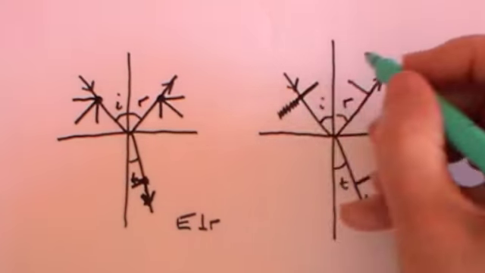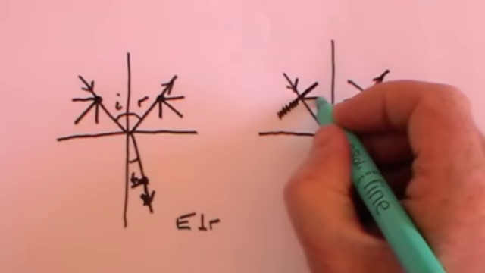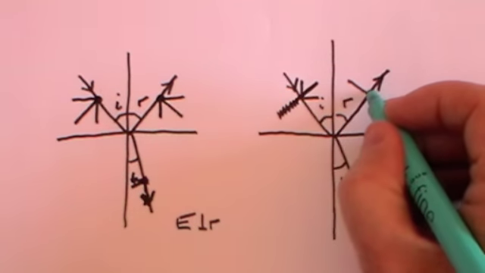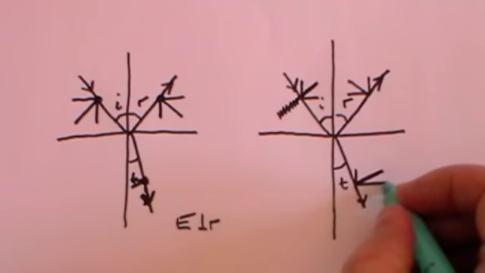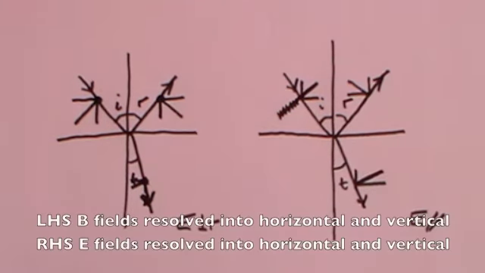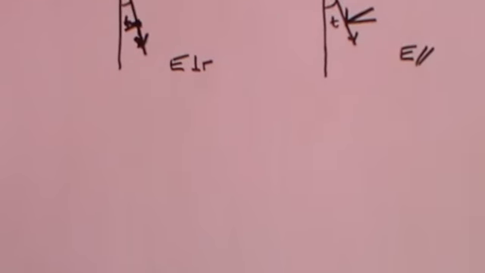So this is the E field parallel to the direction of travel, and once again we can resolve E fields into vertical and horizontal components. Essentially we are simply resolving those components which are in the plane of the paper. Now let's just do a little bit of geometry.